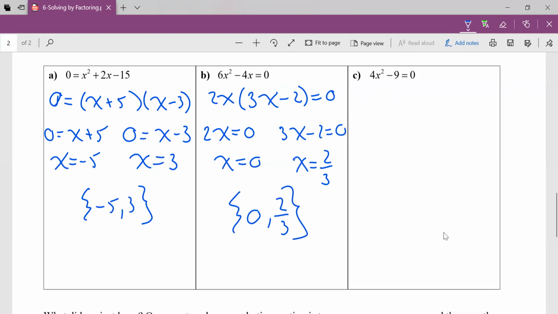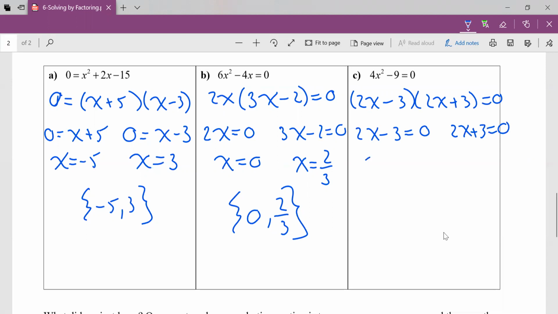Okay, so we've done a simple trinomial. We've done something with just the greatest common factor. C is a difference of squares. So remember, for a difference of squares, you take the square root of the first term and the last term, and the sign in between switches because they're conjugates. Again, now we solve. Either the first is equal to 0 or the second is equal to 0, and we just isolate for x. And there we go. We get positive, negative 3/2. That's it, friends. This is how we're going to solve by factoring.